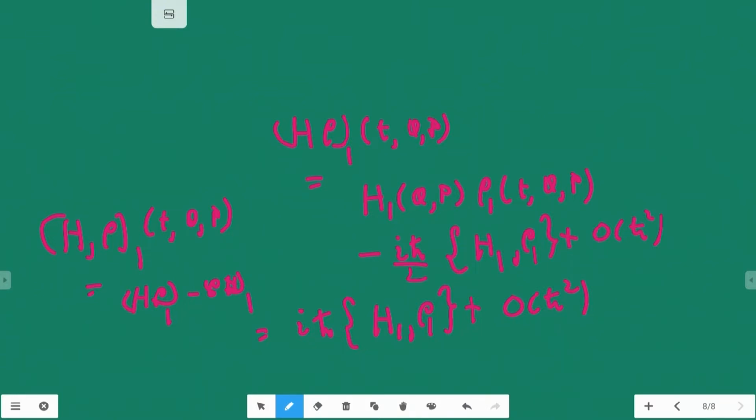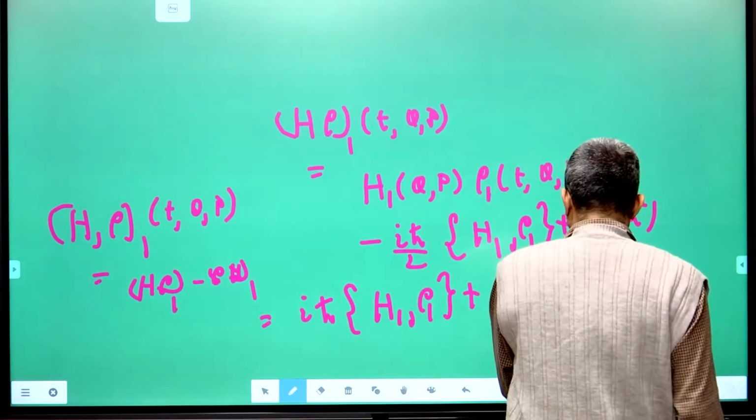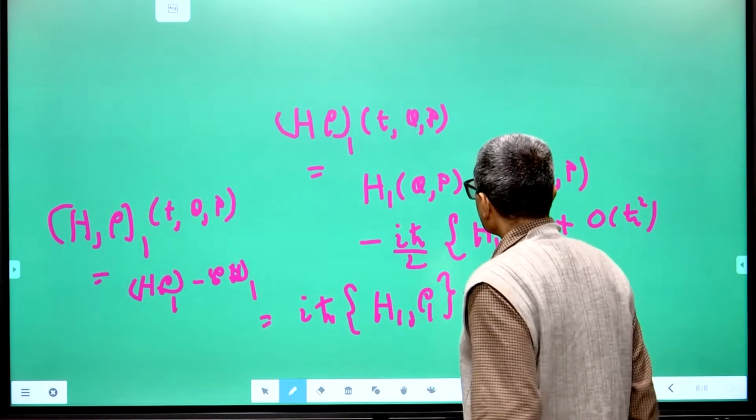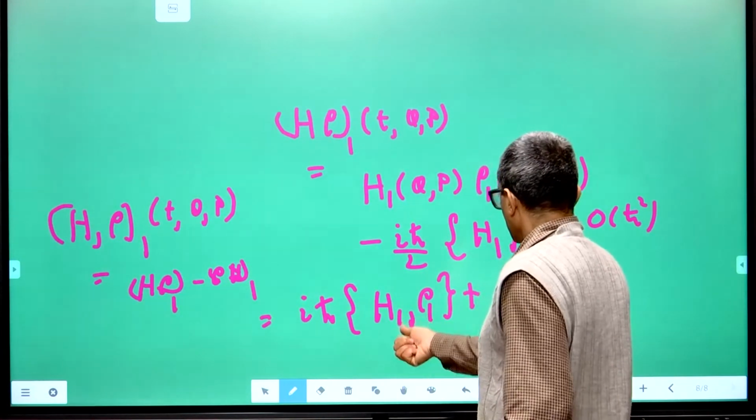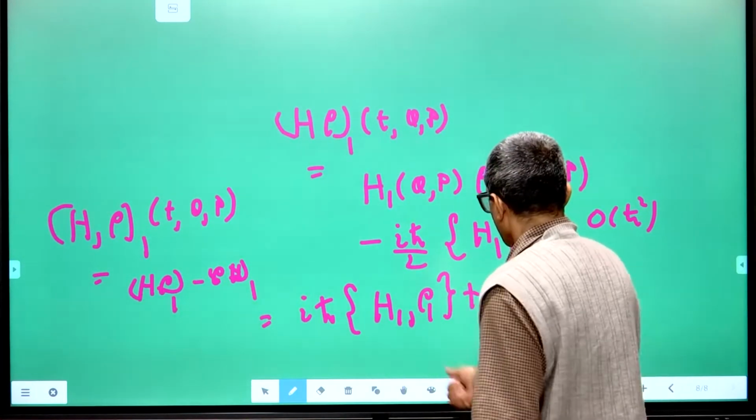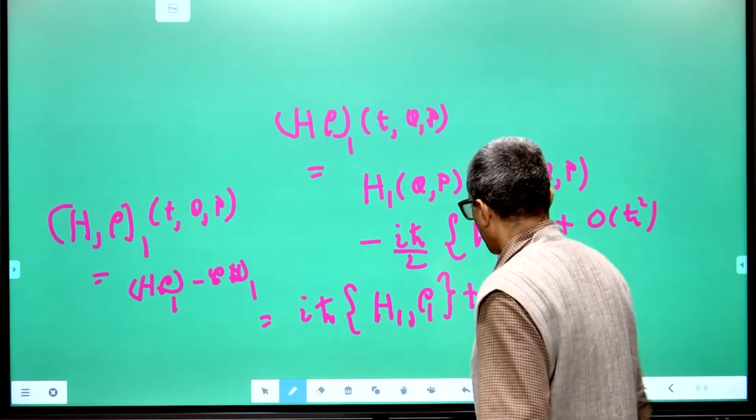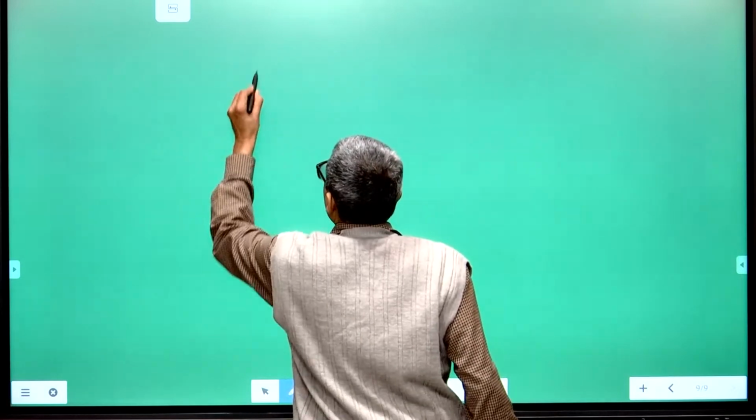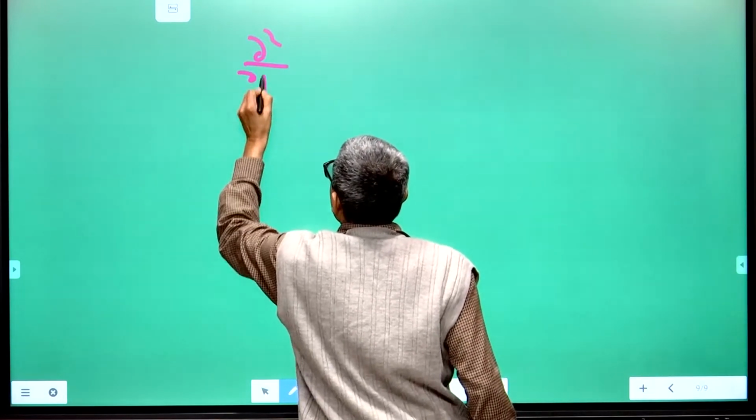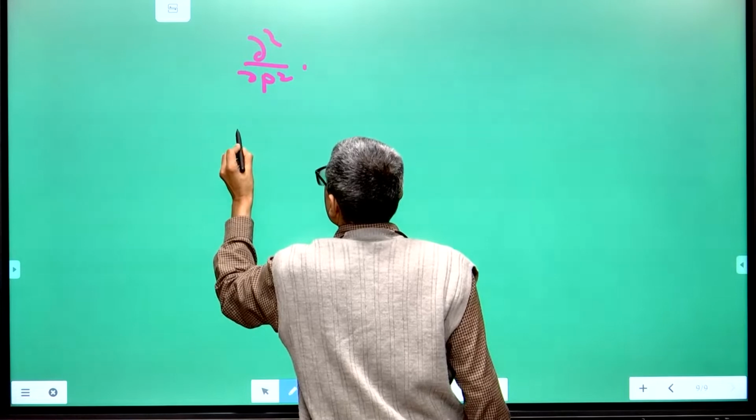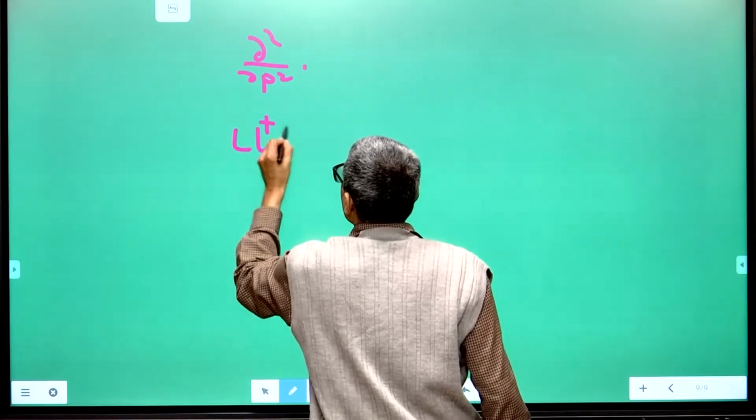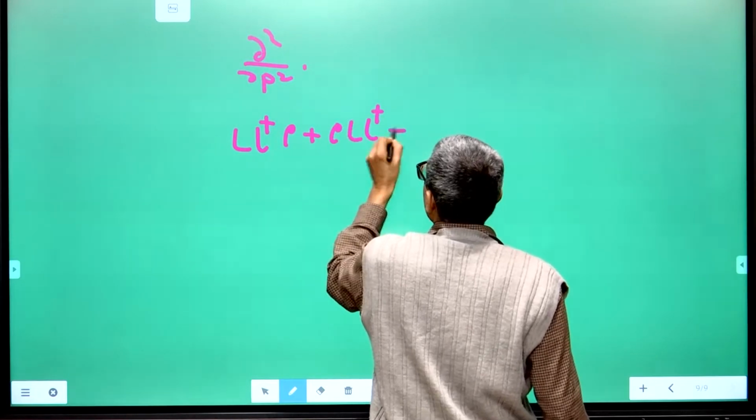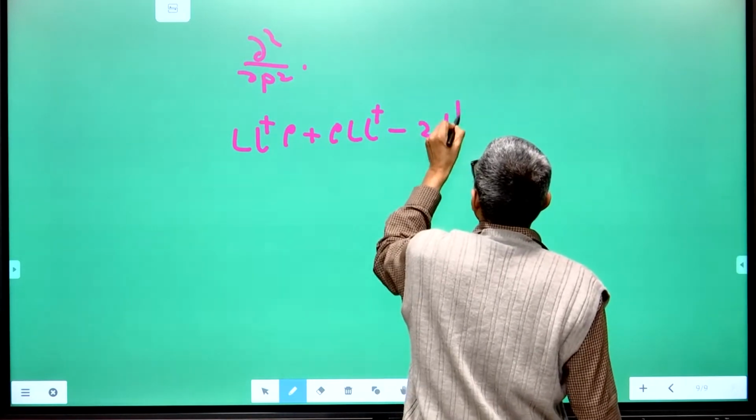So if you write down the Lindblad term on the other hand, this order ħ square term can be expressed in terms of higher order derivatives of H1 and ρ1. If you look at the Lindblad term, we want to show how it gives rise to the ∂²/∂p² noise term. So the second order term is what? It is L L† ρ plus ρ L L† minus 2 L† ρ L.